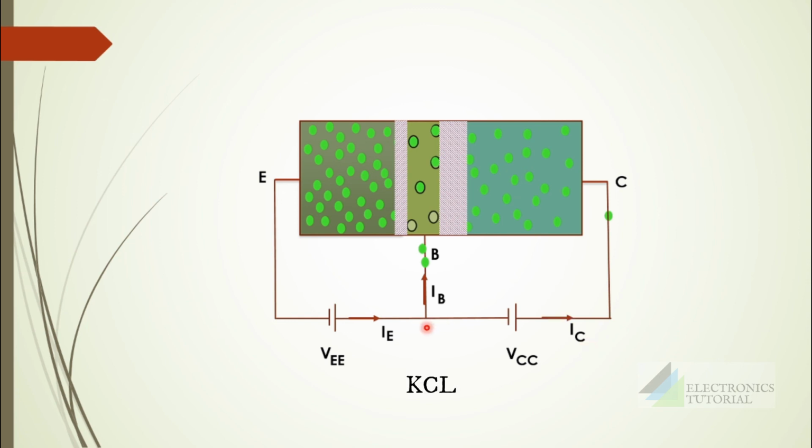By applying the Kirchhoff's current law at this junction, we can relate all these currents. According to the law, the sum of currents entering the junction will be equal to the sum of currents leaving that junction. So the relation for the current can be obtained as IE is equal to IB plus IC. The emitter current will be a combination of the base current and the collector current. This is the basic working principle of a transistor, which is widely used in almost all the electronic circuits.